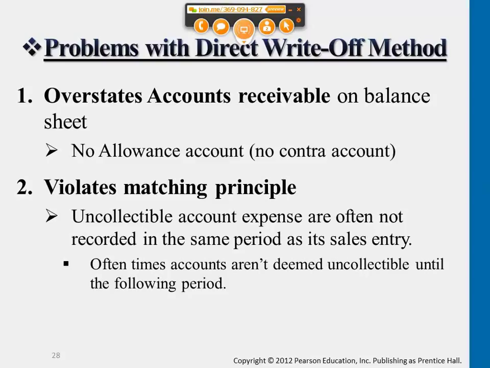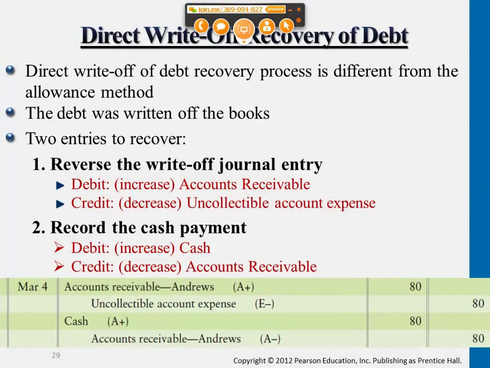This and collecting cash, reducing accounts receivables. Okay, so this reverse entry here, recovery entry also has two of them. Accounts receivable increased and then immediately decreased because we're collecting cash.